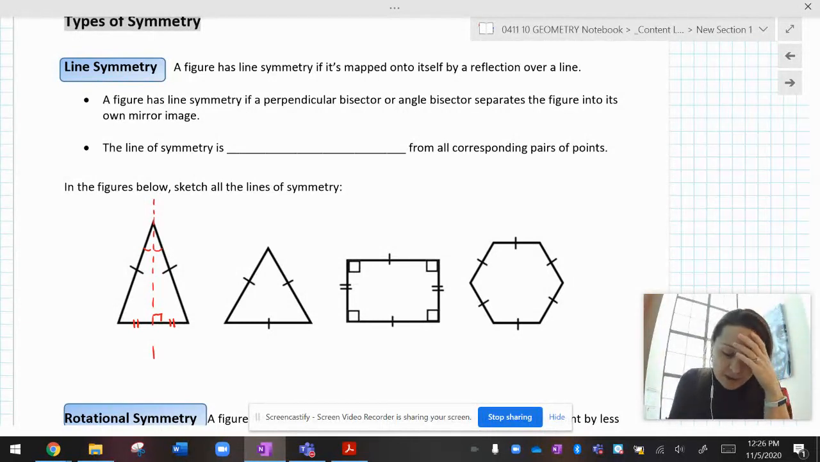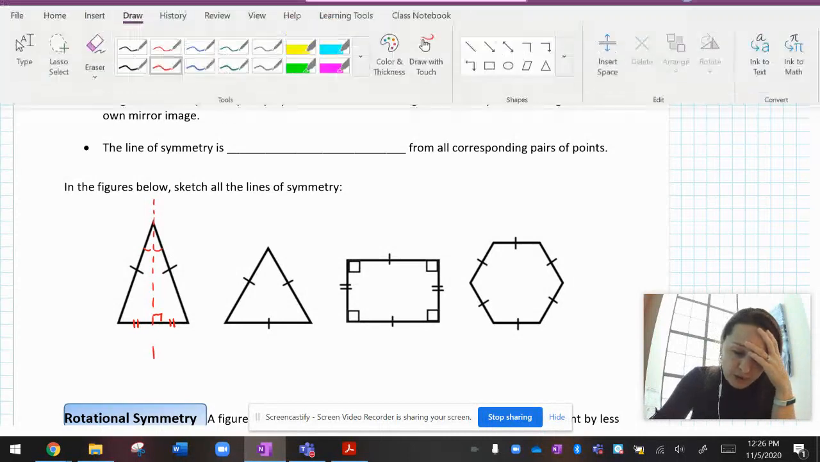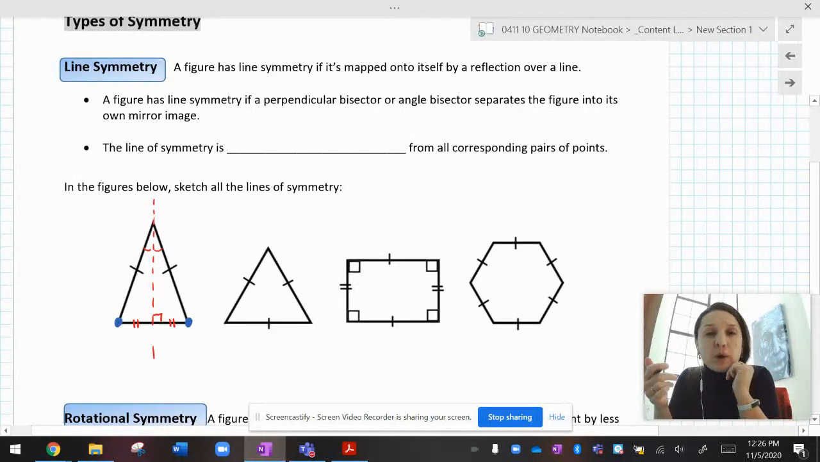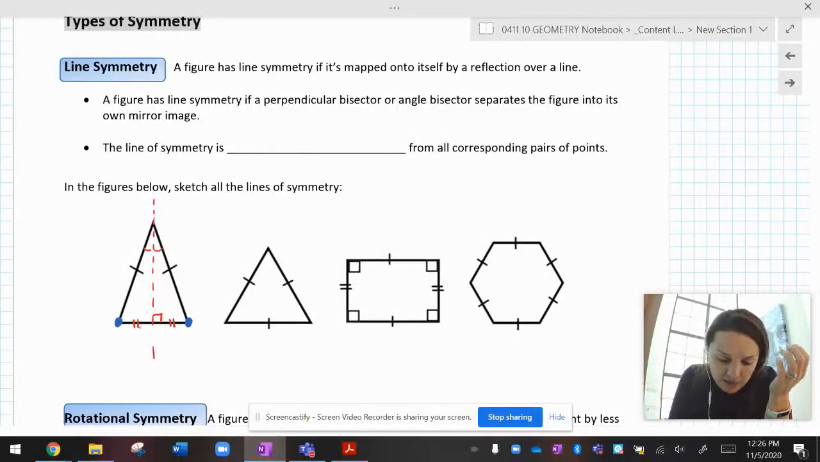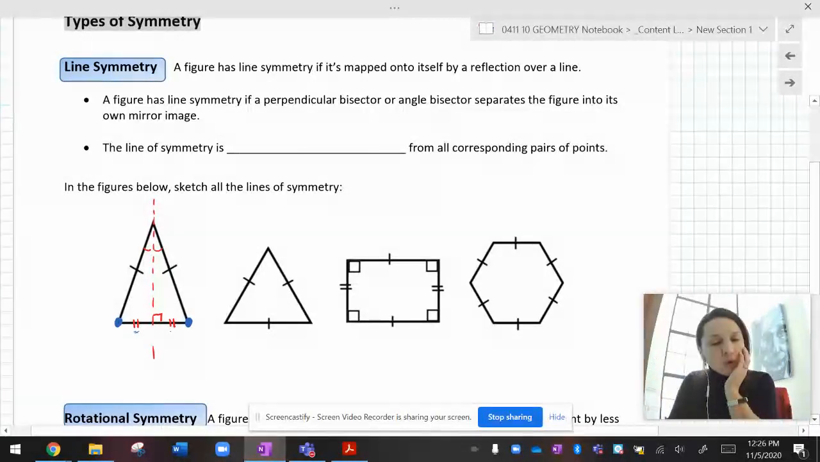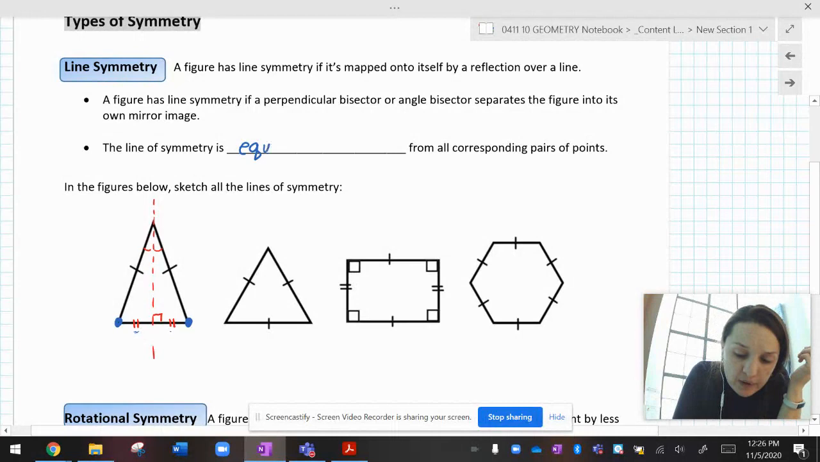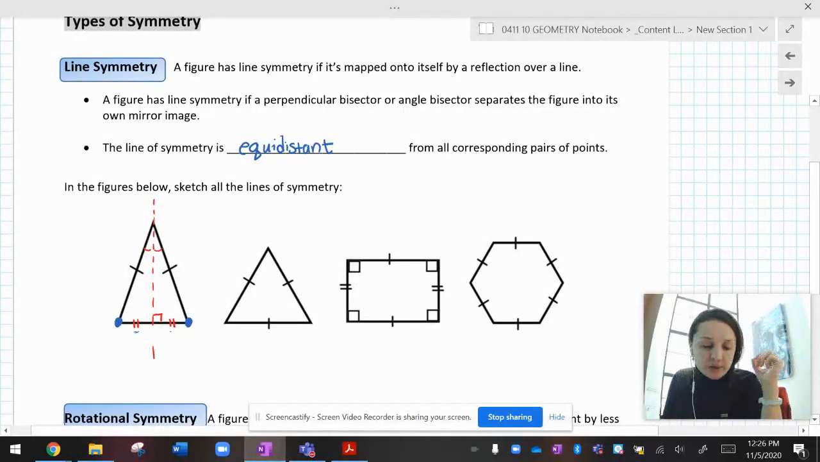Okay, so then it says the line of symmetry is blank from all corresponding pairs of points. So corresponding pairs of points would be like this one right here and that one right there. The one on the left, when I fold it, would end up on the one on the right. That makes them corresponding. And this thing here means that those two pieces are congruent. So the line of symmetry is in the middle of the points. And a fancy word for in the middle is equidistant. So the line of symmetry is equidistant from the points.